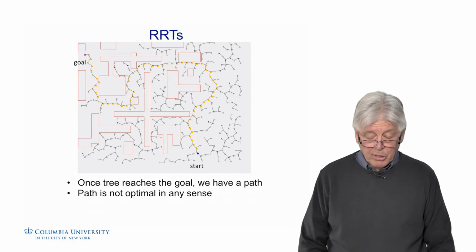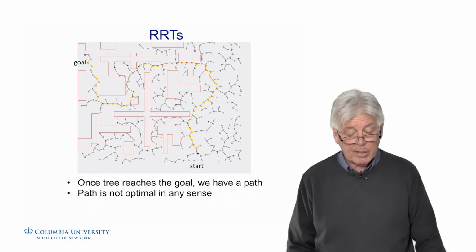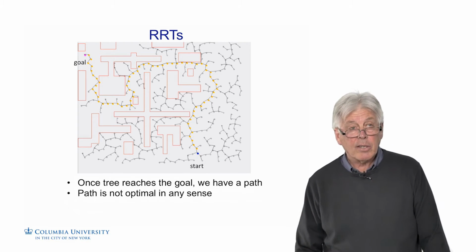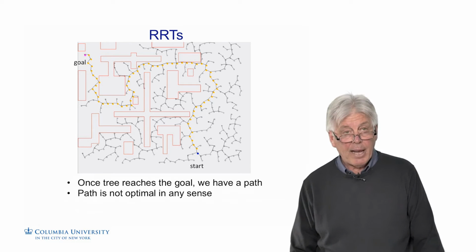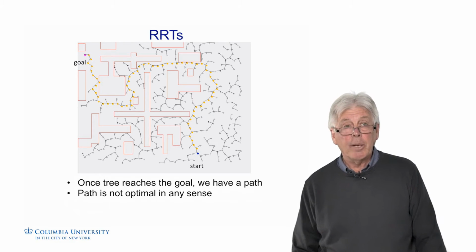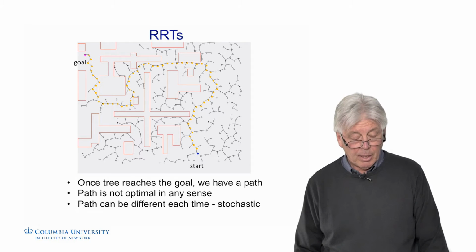So once the tree reaches the goal, we have the path. The path is not optimal in any sense, as you can see. It's stochastic, so it has a lot of randomness to it, but it does give you a path. And this is important in path planning in higher dimensions, where it may be very difficult to find any path at all. So this will give you a path, and then after you get the path, then you can use methods to try to improve the path, and we'll talk about that too.